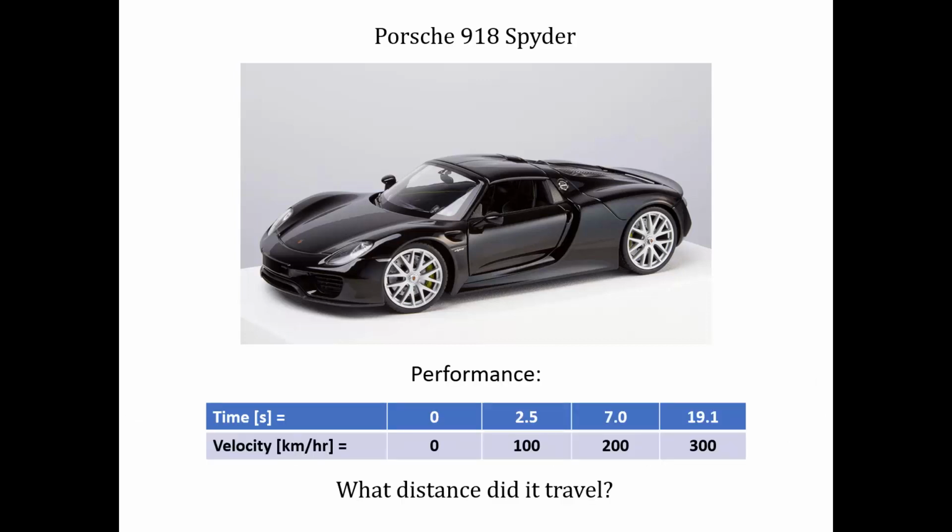I took the data of how long it takes it to reach 100 kilometers per hour, 200 kilometers per hour, and 300 kilometers per hour. That's 2.5, 7, and 19.1 seconds. So like our problem, the question is, what distance did it travel? So here we see the published data, but we don't know how far it traveled.